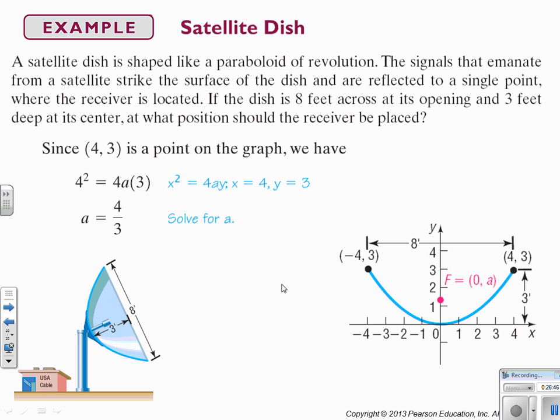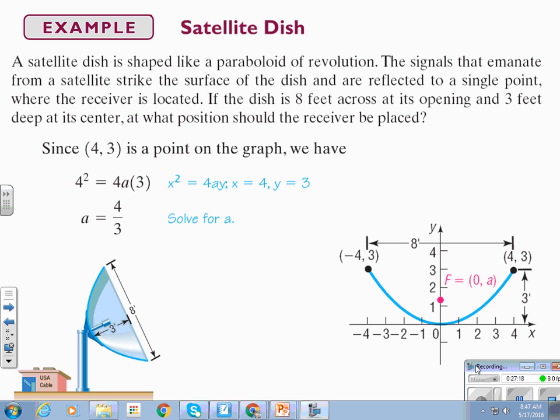So since (4, 3) is a point on the graph, we go ahead and pull our x squared equals 4ay equation. x is going to be 4 and y is going to be 3. So we square 4 to get 16, and that equals 3 times 4a, which is 12a. And we divide both sides by 12, so 16 divided by 12 reduces to 4/3. So a is equal to 4/3. So that's what that guy is. It's 1 1/3.